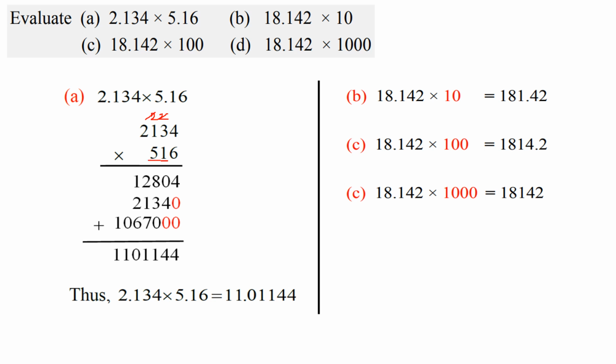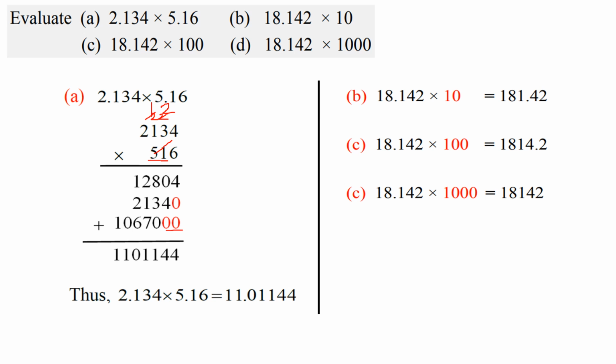Then 5 is in the hundreds place. So we have to give 2 zeros. Then you can start the answer from the hundreds position. So 5 times 4 is 20. For 20 you have to keep 0 and 2 carried over. 5 times 3, 15. 15 plus 2 is 17. Keep 7 and 1 carried over. 5 times 1 is 5. 5 plus 1 is 6.